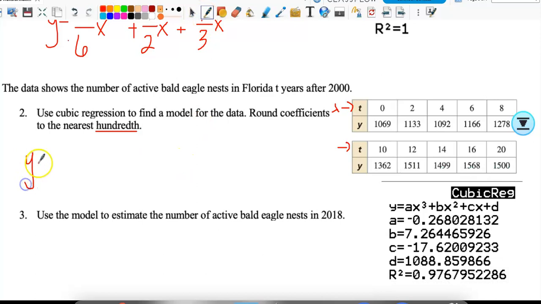So I'm going to start off with y equals. My a value is negative, so negative 0. This 8 will round the 6 up to a 7, so 0.27, and my first one is x cubed, plus my b, which is 7.26. This 4 will not bump the 6 up, so just 26, x squared, minus my c, since it's negative, don't need to put plus minus, 17.62, that 0 will not bump up the 2.